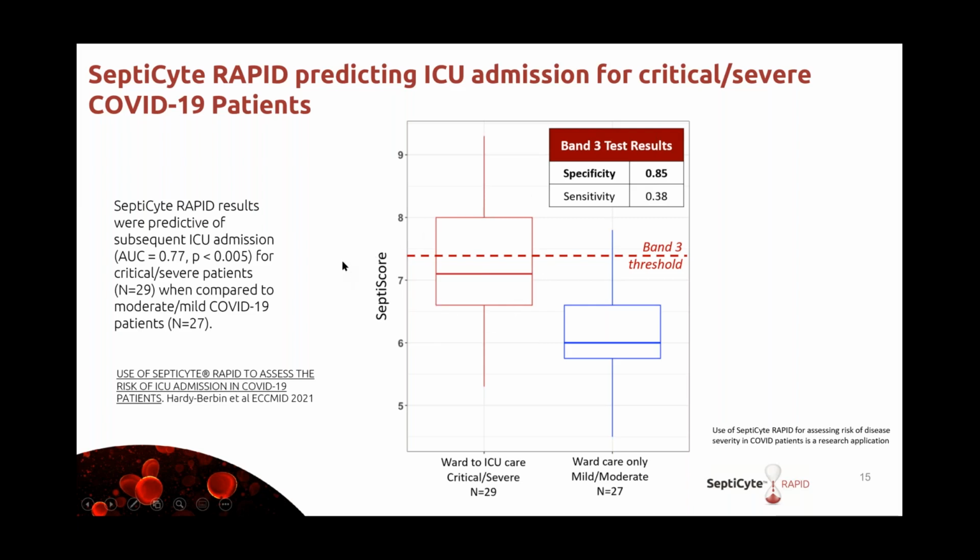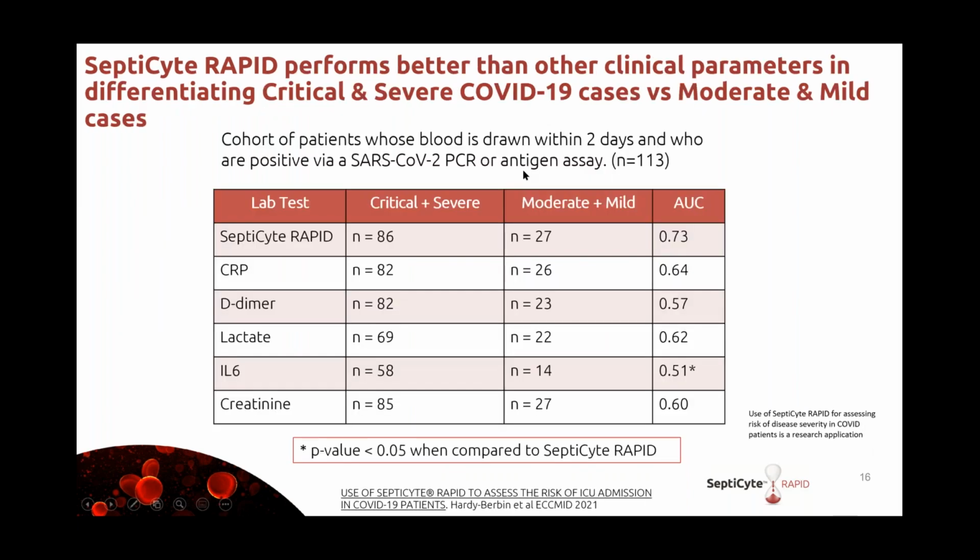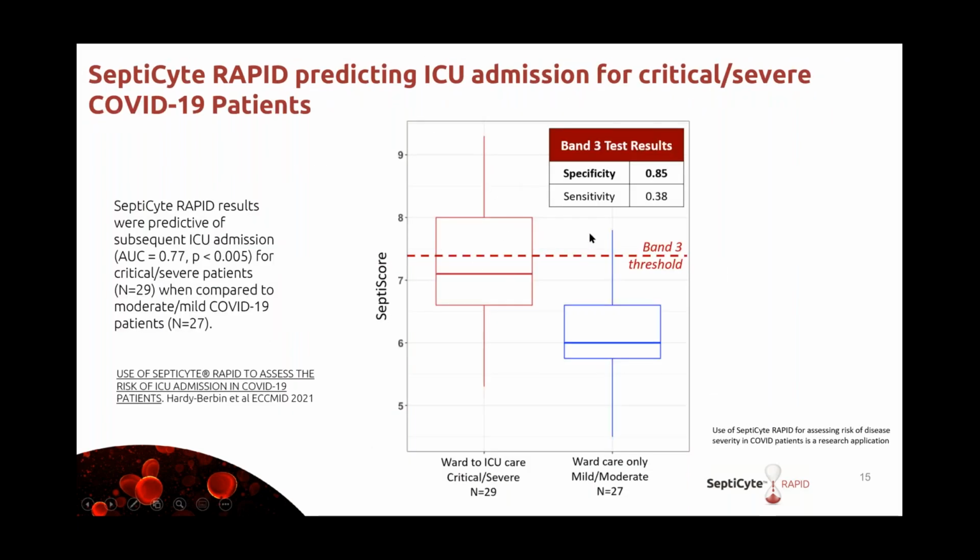Their SeptiCyte RAPID scores, as presented here, showed that they tended to have higher SeptiCyte RAPID scores than the group of patients that remained without severe disease and remained on the floor, suggesting that SeptiCyte RAPID could detect those patients who had progressive disease and would require increased intensive care during their hospital stay.